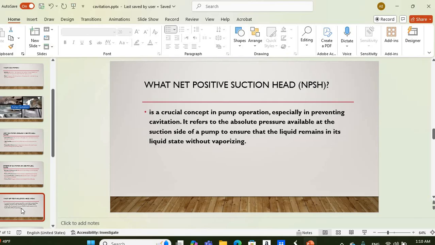So now we know what cavitation is, what its consequences are, and how it affects the pump in the long run. How do we prevent this? In order to prevent this, we need to know a very important term called net positive suction head. Basically, net positive suction head means the absolute pressure in the suction line should be higher than the vapor pressure of the liquid, to keep the liquid in the liquid state without vaporizing. That's basically what net positive suction head is.